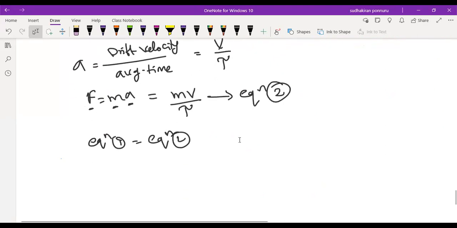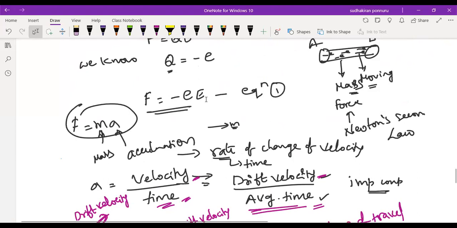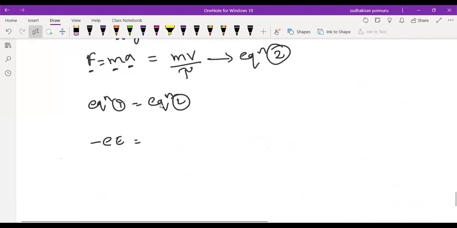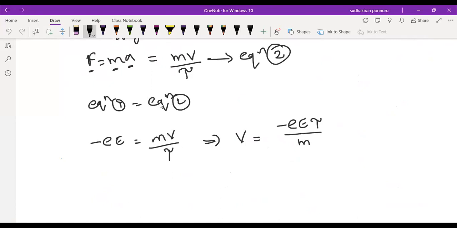What is our equation 1? Equation 1 is F is equal to small e into capital E, that is equal to minus e into capital E. And what is our equation 2? Equation 2 is mV divided by tau. So from this equation, I am writing the value for V, which is nothing but the velocity: V is equal to minus e capital E tau, whole divided by m. Let it be equation number 3.